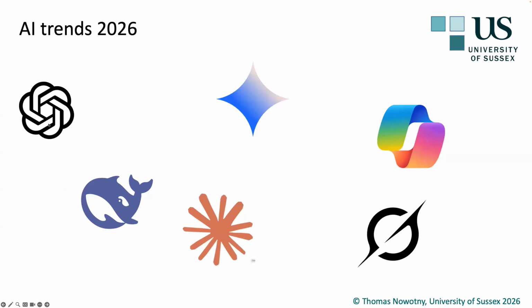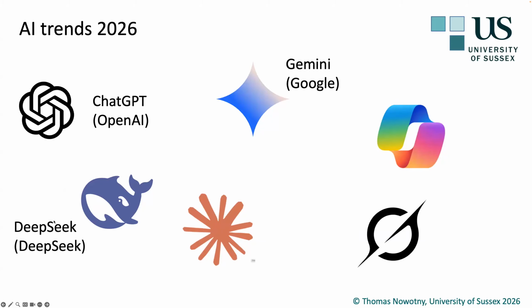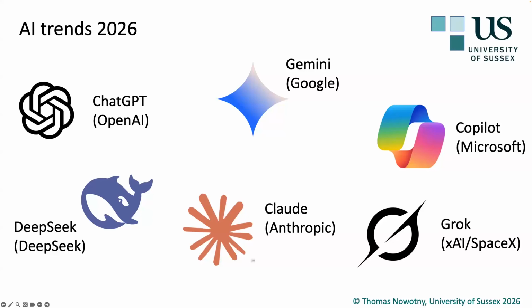So we have here ChatGPT, there's Gemini from Google. We have DeepSeek from the DeepSeek startup in China. Claude, which is developed by Anthropic. Microsoft is in the mix with Copilot. And down here we have Grok from xAI, recently joined with SpaceX.